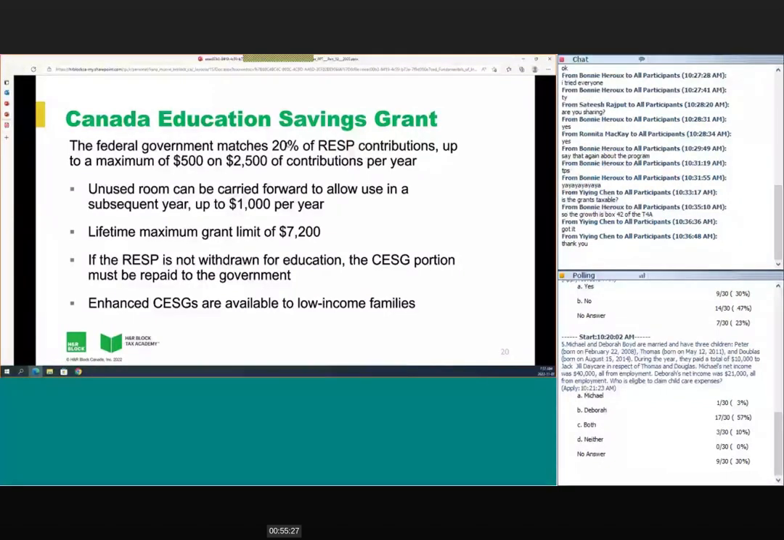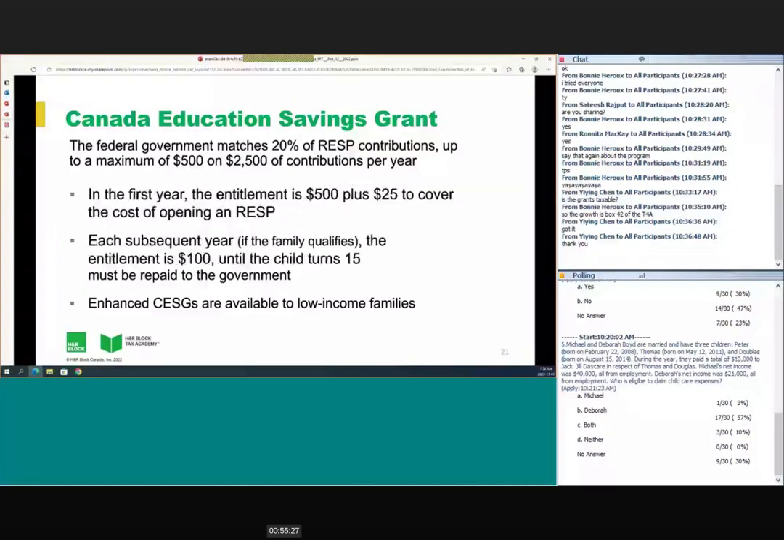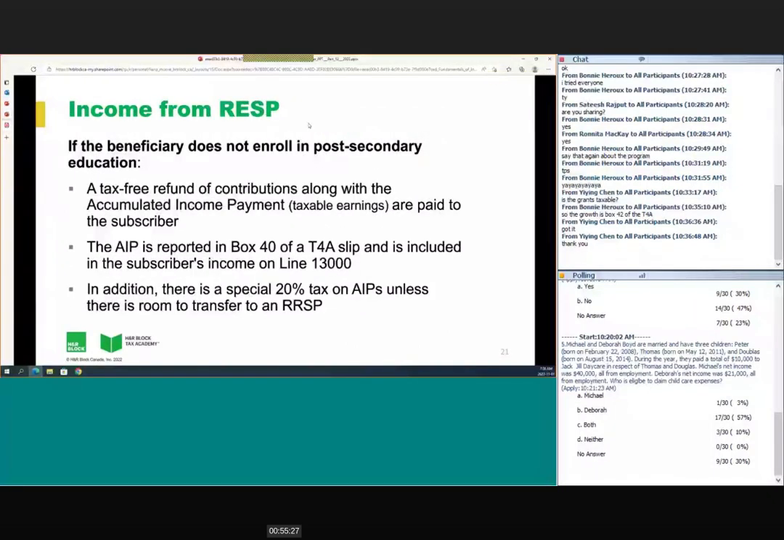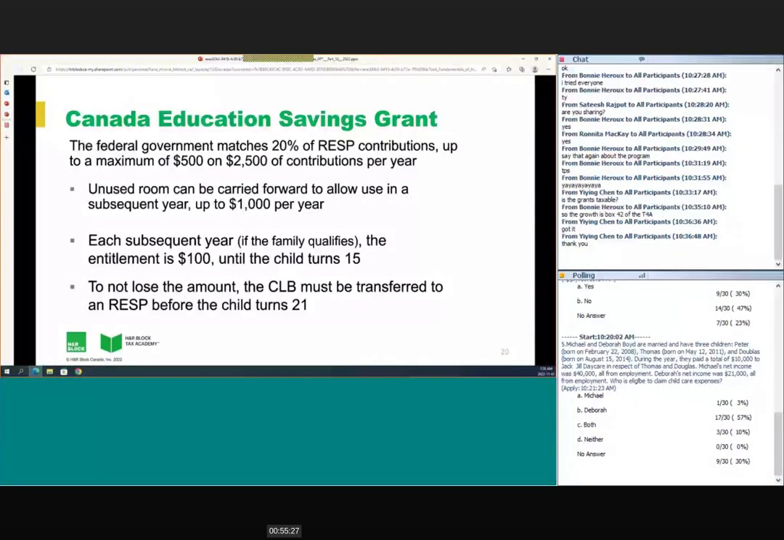So basically, go back to this slide here. So this is actually when a beneficiary does not enroll in post-secondary studies and there's no replacement beneficiary. I haven't seen that very often, but that's what's going to happen.